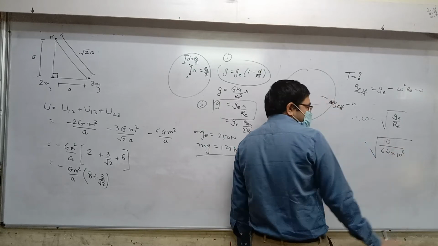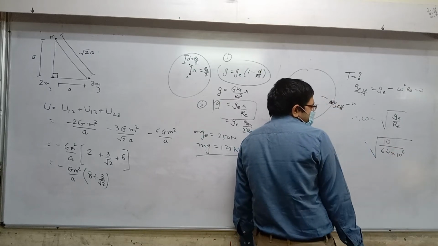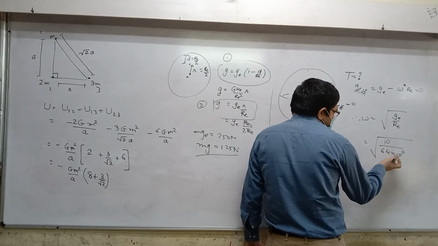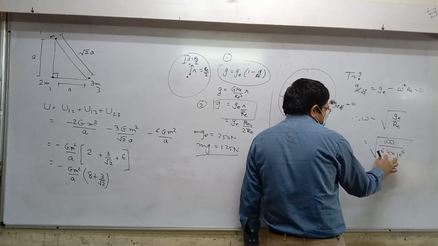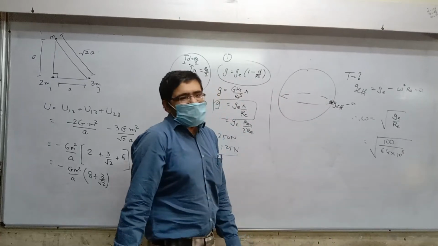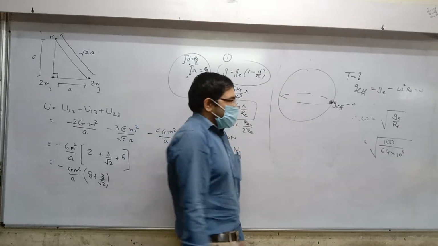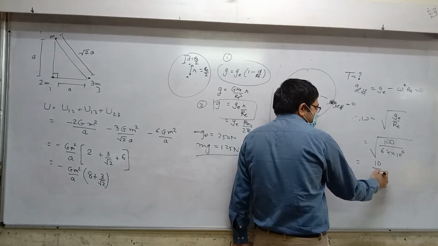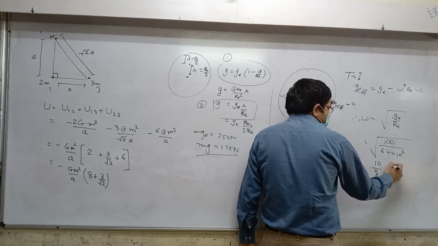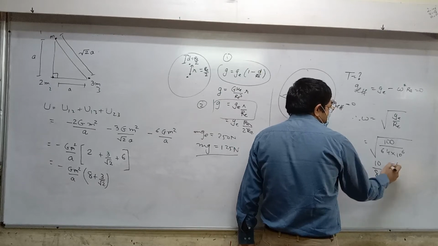So this is what we get. So this is 100 upon 64. Yes, 100 upon 64. So the square root is 10 by 8 into 10 raised to minus 3.